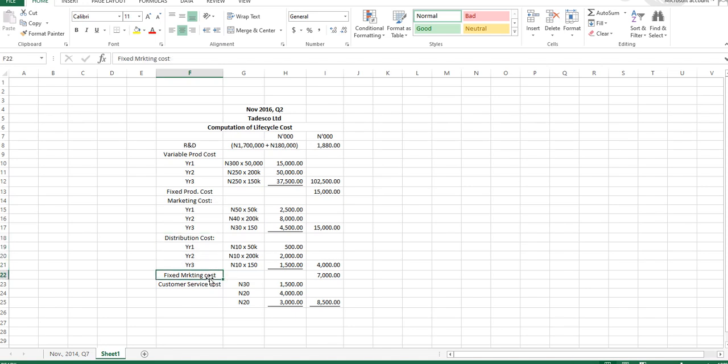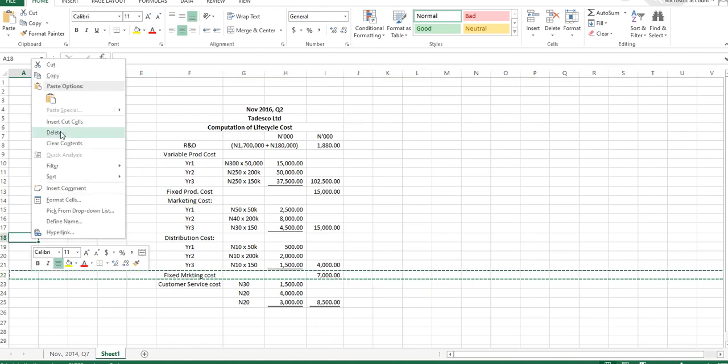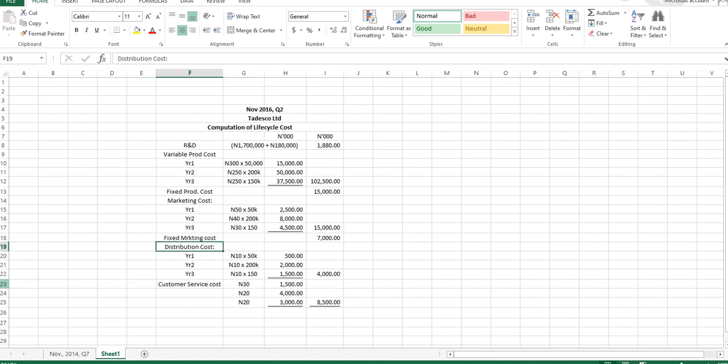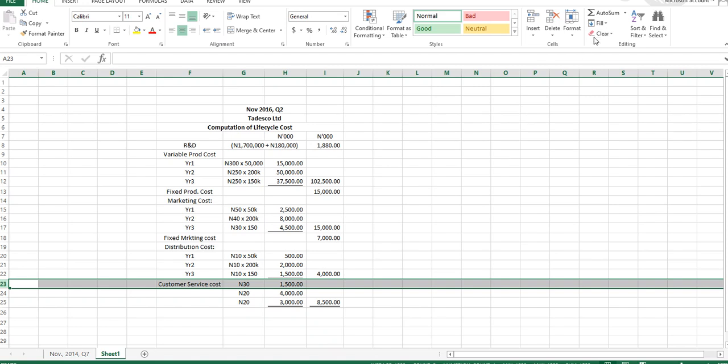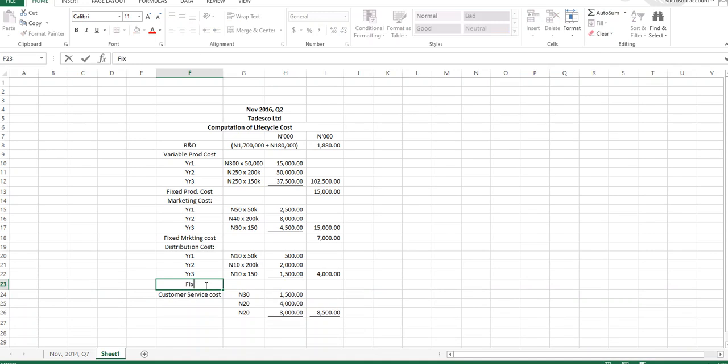So you can see the mistake I already told you about. It's easy for me to make that mistake. Ordinarily, I was supposed to do fixed marketing cost here. Then distribution cost will now come below, right? And after my distribution cost, I will now have fixed distribution cost, right? Yes, sir.